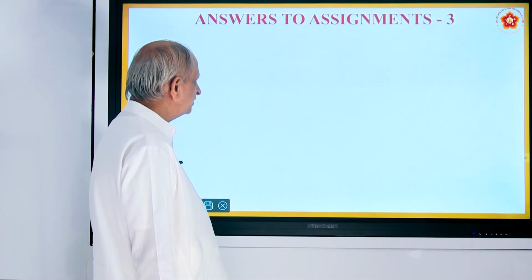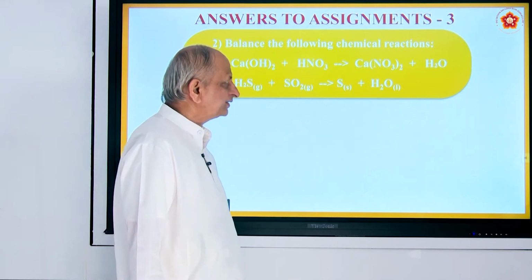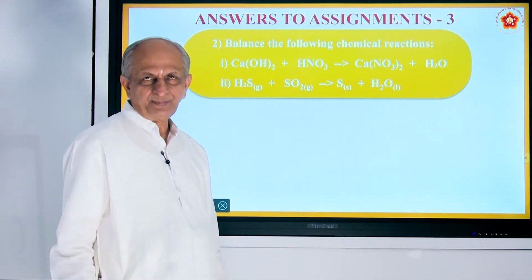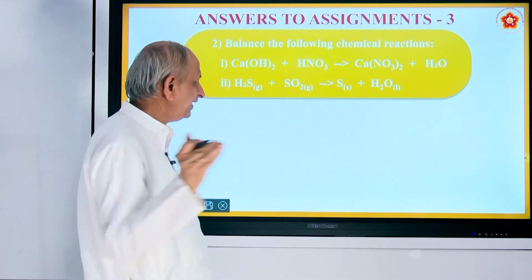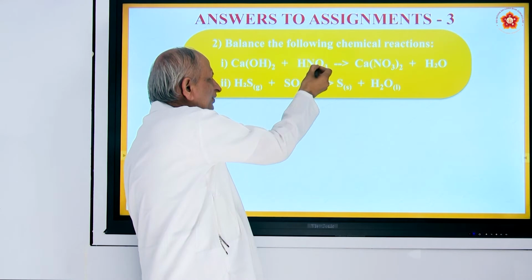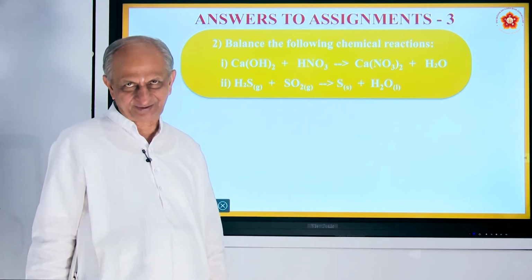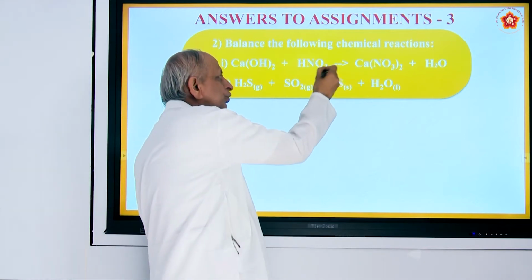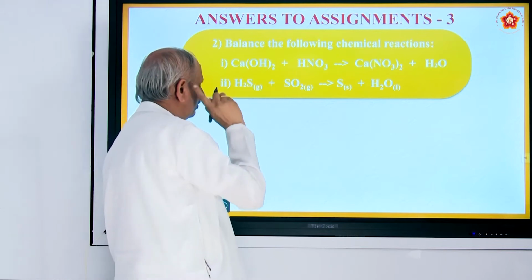Coming to the second question, balance the following chemical reactions, means chemical equations. So, reactions represented with the help of formulas or symbols are called chemical equations, with an arrow mark showing the product. So, you have to balance this now.